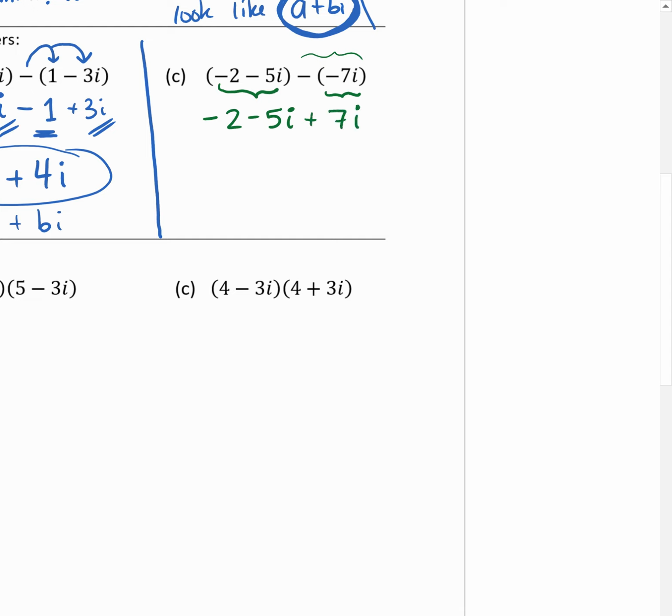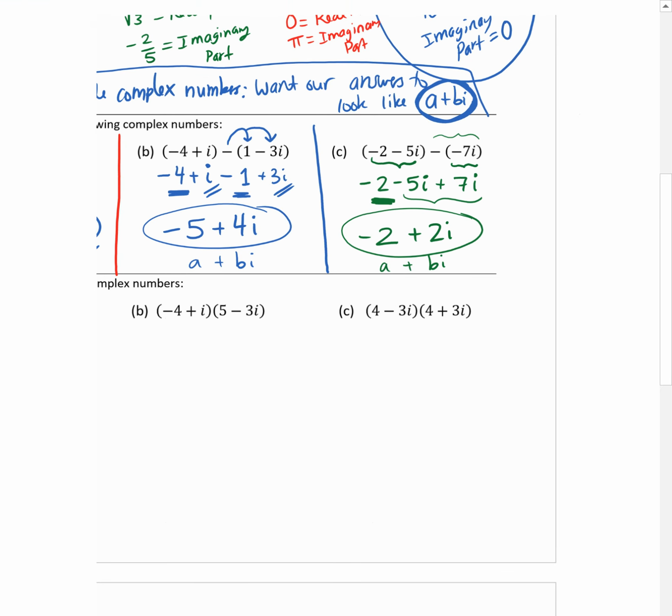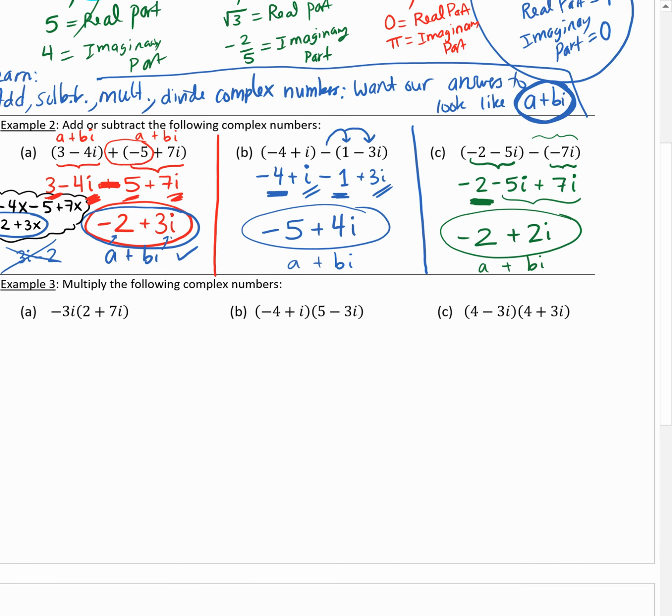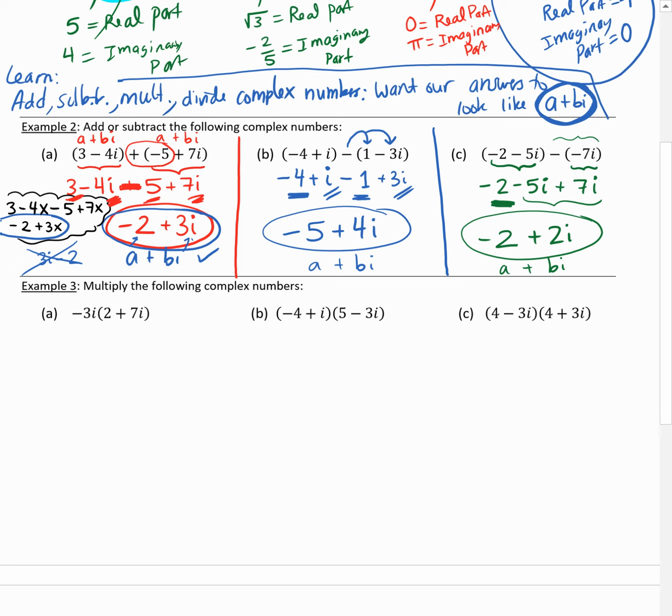Alright, now I know my answer should have the real part first. There's only one real part to this, negative 2, so I'll bring it down. But these two are both imaginary. They can combine. Negative 5i and 7i makes 2i. There, that's it. And it does look like it's in the right form, a plus bi. Good. Alright, so adding and subtracting, you can see it's not too bad, right? Multiplying will be a little more complicated, and then dividing will be quite a bit more complicated, but we'll get the hang of it. So multiplying.